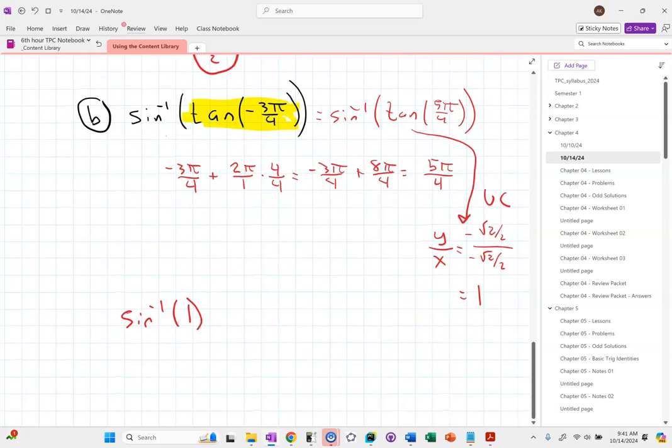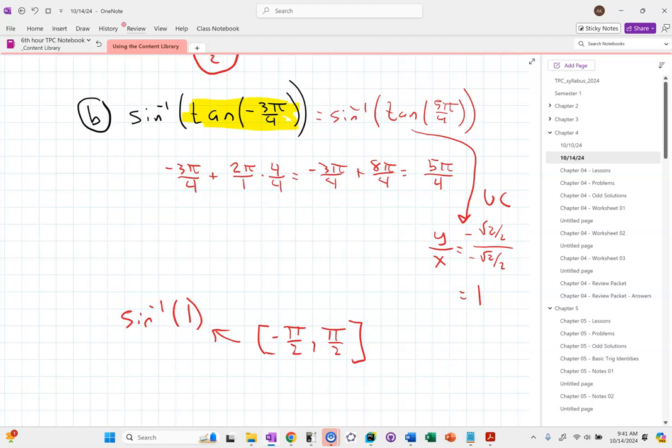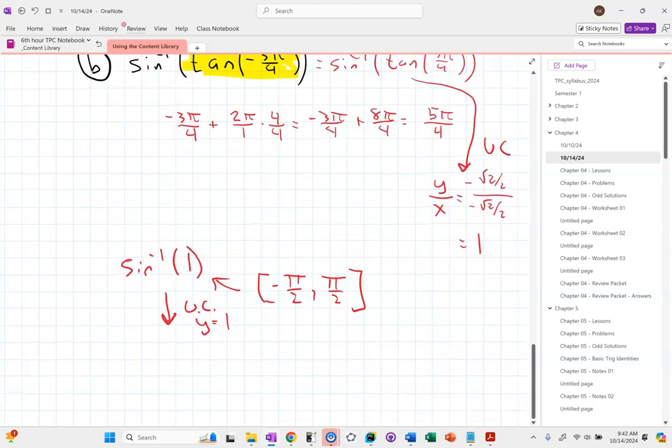So again, we're not told a specific value to look for. So I need to be looking between negative pi over 2 and positive pi over 2. Do you guys remember where that was on the unit circle? We just did it in the first problem, right? Quadrant 1 and 4. But since it's a positive value, we know we're looking in quadrant 1. So if you look in quadrant 1 on the unit circle, where y is equal to 1, what value do we come up with? Pi over 2. And that is our answer.